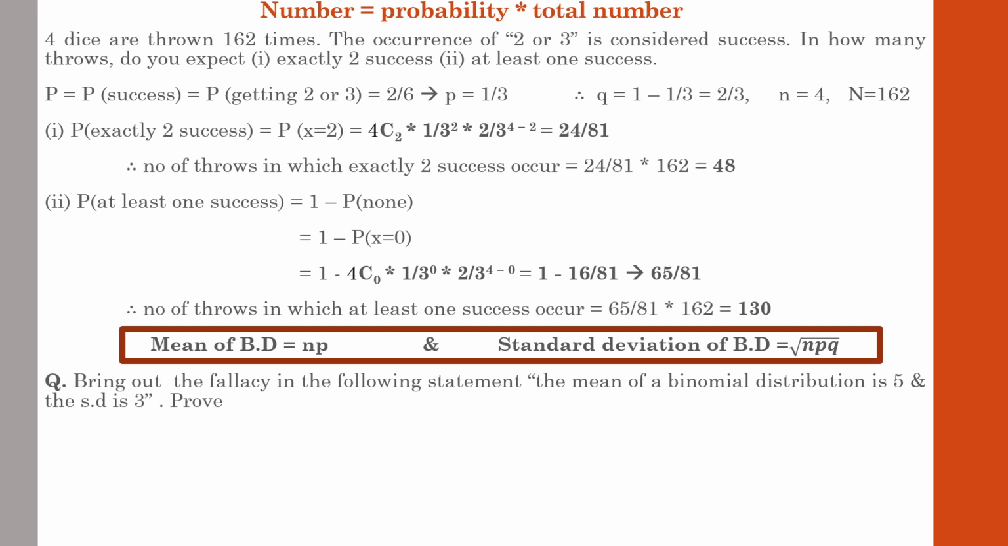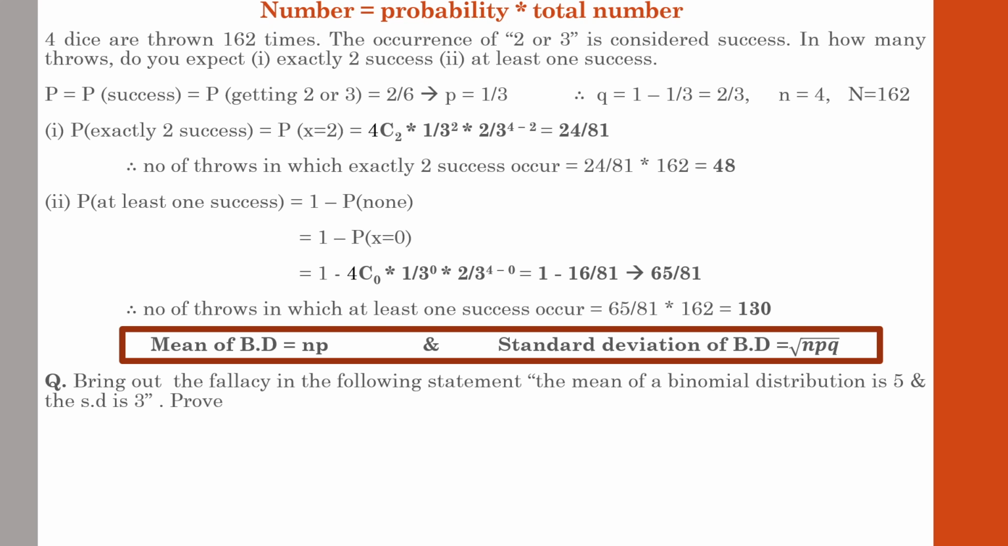Next one: bring out the fallacy in the following statement. The mean of a binomial distribution is 5 and the standard deviation is 3. Prove that the statement is correct. The term fallacy means make sure whether the statement is true or false. So bring out the truth or falsity in the following statement.